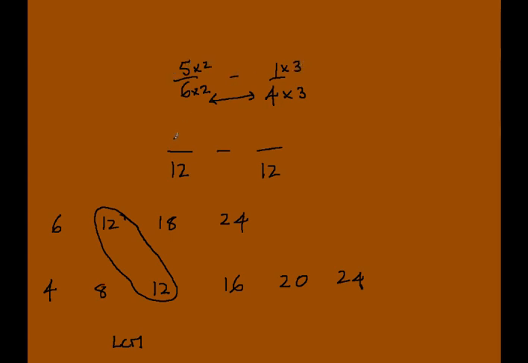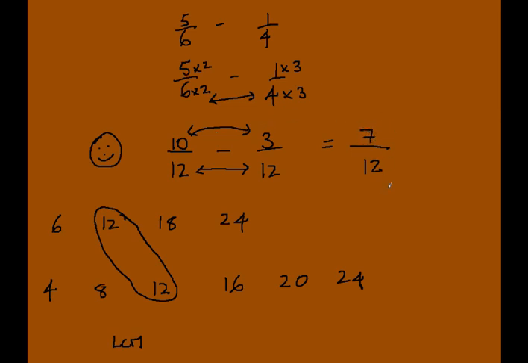So 5 times 2 is 10, and 6 times 2 is 12. So your fraction is no longer 5 over 6. It's now 10 over 12. Just like this guy here, 1 times 3 is 3, 4 times 3 is 12. So your fraction is no longer 1 over 4, now it's 3 over 12. Now we're happy because they have the same denominator. So we keep the denominator the same when they're the same, and we just subtract the top. So 10 minus 3 is 7.